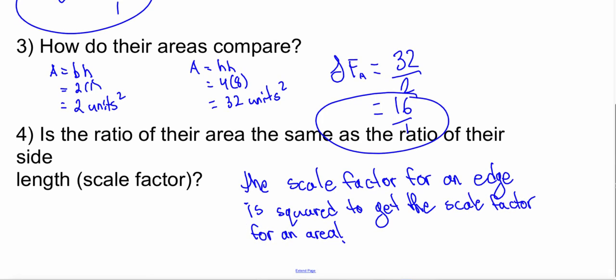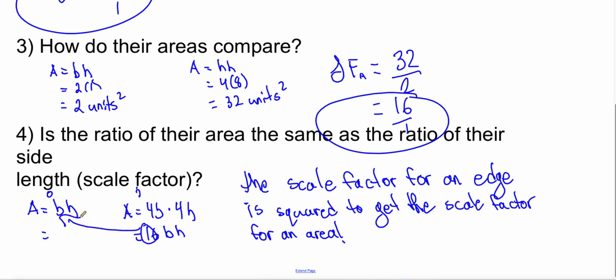So let's take a look at this as another example with the formulas. My scale factor for each edge was multiplied by 4, right? So let's look at my original. Area is equal to base times height. Now, this is going to be my original. This is going to be my image. For my image, area is equal to 4 times the base multiplied by 4 times the height. So in other words, it is 16 base times height, which is the same here. This is just base times height. So my area is actually 16 times bigger. Or, in other words, it is 4 squared base times height. So it is the square of my original scale factor of my edge.